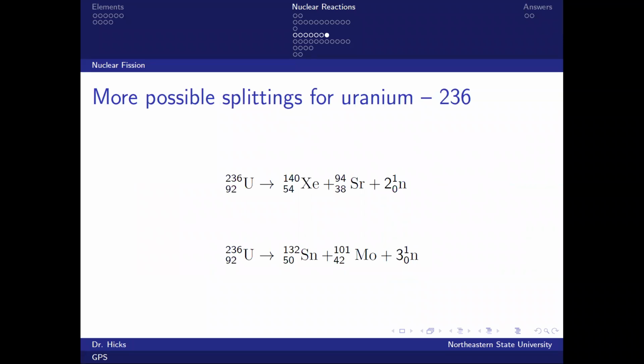So here's a couple other examples of how uranium-236 can undergo nuclear fission. Top one, it splits off into xenon and strontium and 2 neutrons. It could also split off into tin and molybdenum and 3 neutrons. In all cases of fission, neutrons will be emitted.